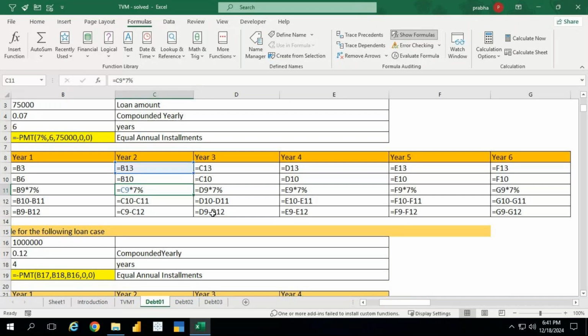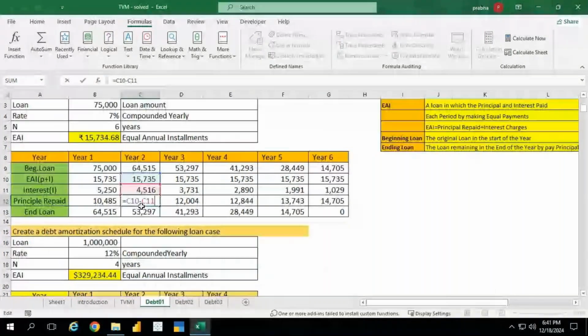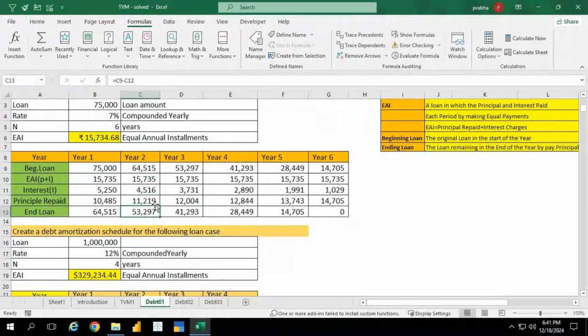So here again 11,219 is there. So after 11,219 you should have applied the fill handle from here only. See here I have put EAI minus interest. Once I put this, I'll press enter, then come here and apply the fill handle like this. So I'll hold this and drag it.